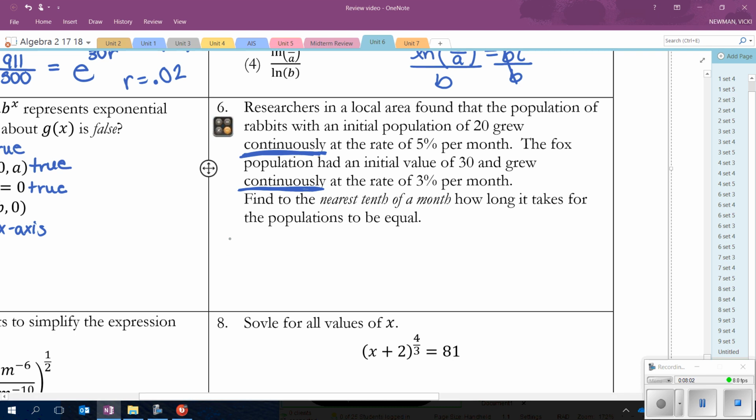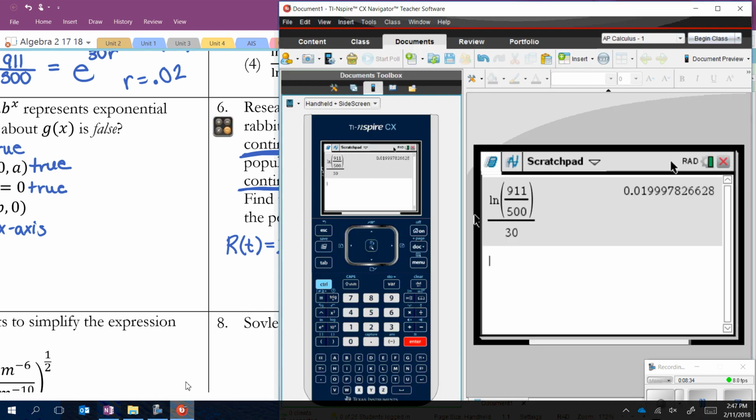So we have rabbit populations with respect to time. Let's see, we've got 20 to start, e to the 0.05t. We've got fox population, an initial value of 30, e to the 0.03t. We want to find where these two things are equal. I could set them equal and try to solve. It's going to turn out to be a mess. So I'm actually going to use my graph.